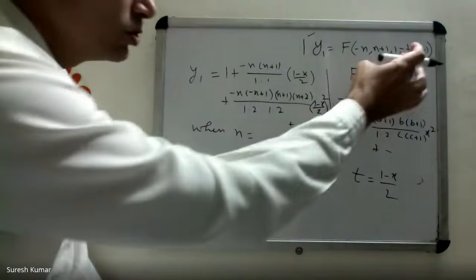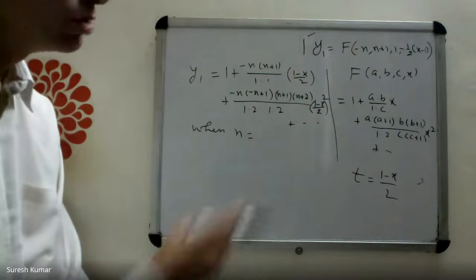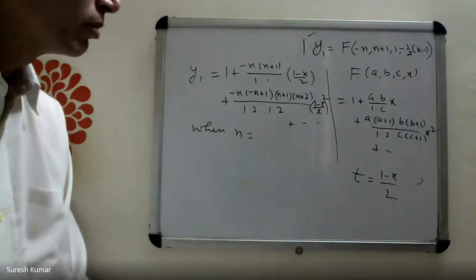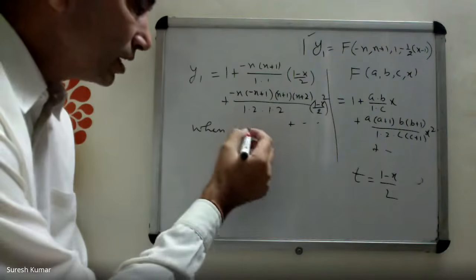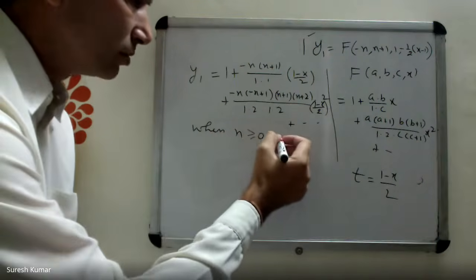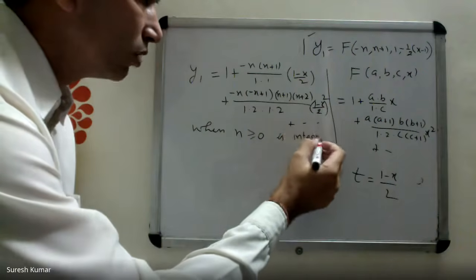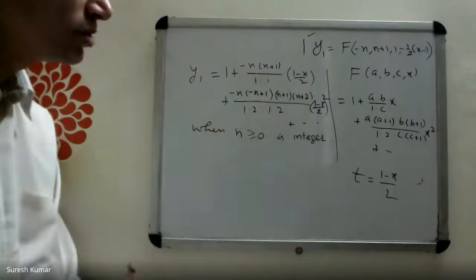Of course, first you should write t here, but t is replaced by 1 minus x over 2. So everywhere in place of t, you will put 1 minus x over 2. Okay, so now tell me, when n is a non-negative integer, what do you get? For example, n equal to 0, what is left?